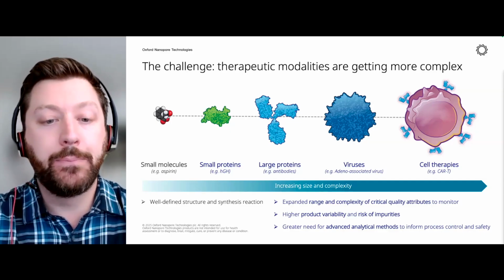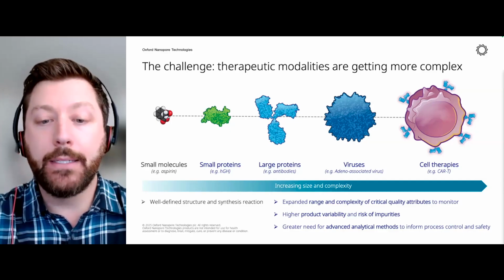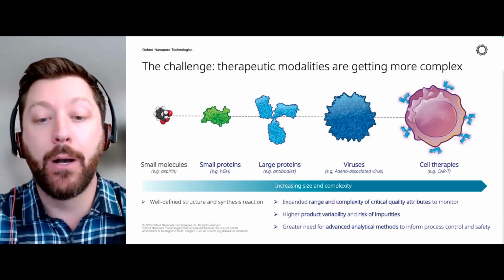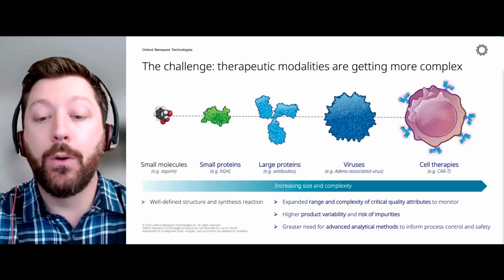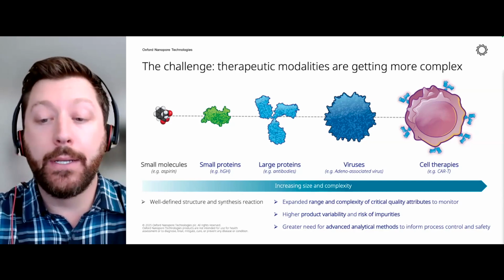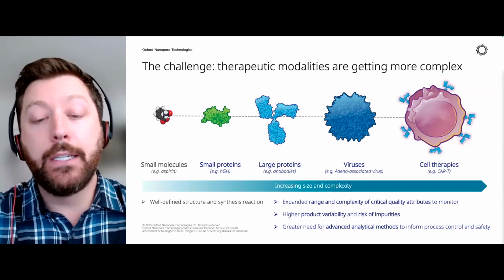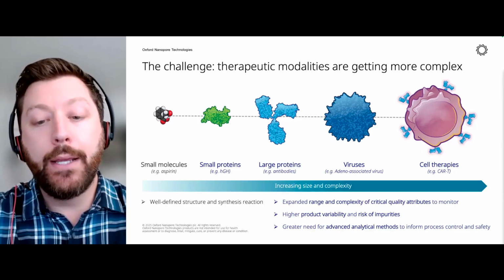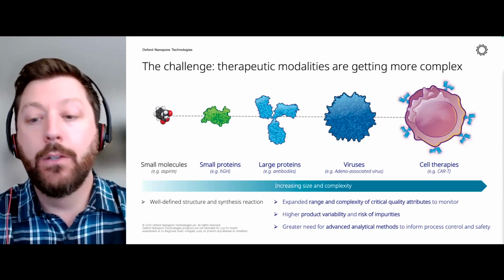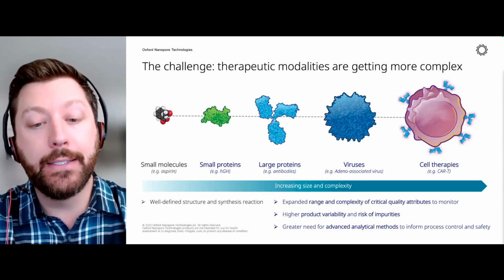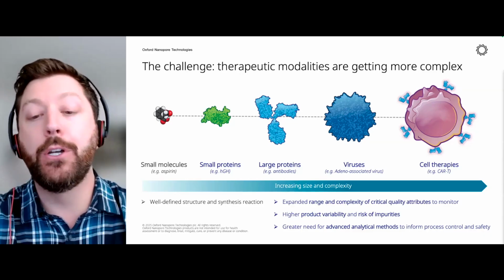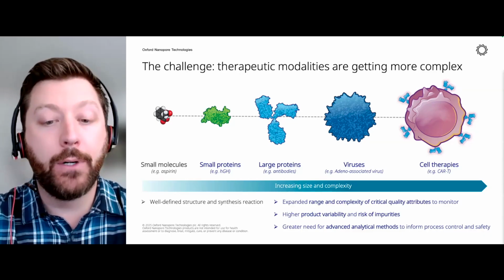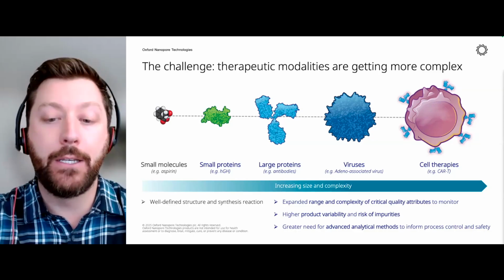increases dramatically. With this increase in complexity comes a corresponding rise in the range of critical quality attributes that must be monitored. These products often show higher variability and a greater risk of impurities, which can have significant implications for safety and efficacy. This means there's now a greater need for advanced analytical methods, tools that can provide high-resolution insights into molecular structure, genome integrity, and overall product quality, not just during discovery, but throughout process development and manufacturing.